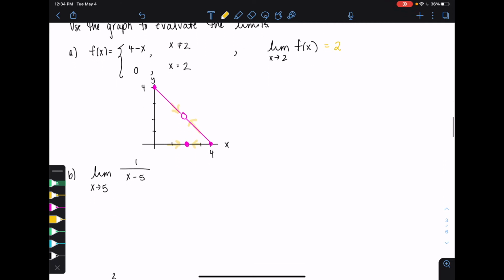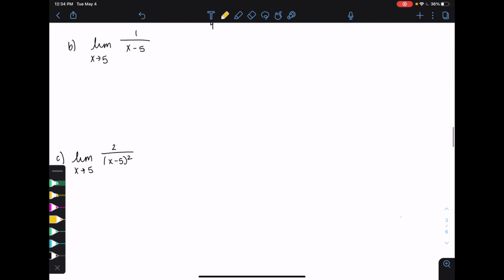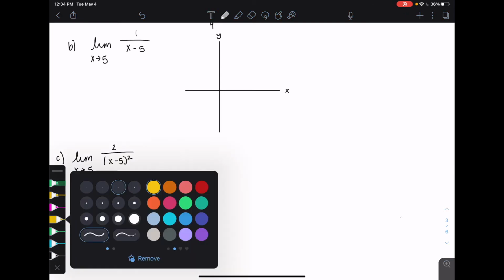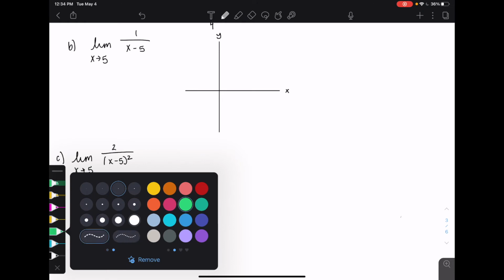Okay. For these next 2 functions, we're going to work with our rational functions a bit. For both of these, those have a vertical asymptote at 5.